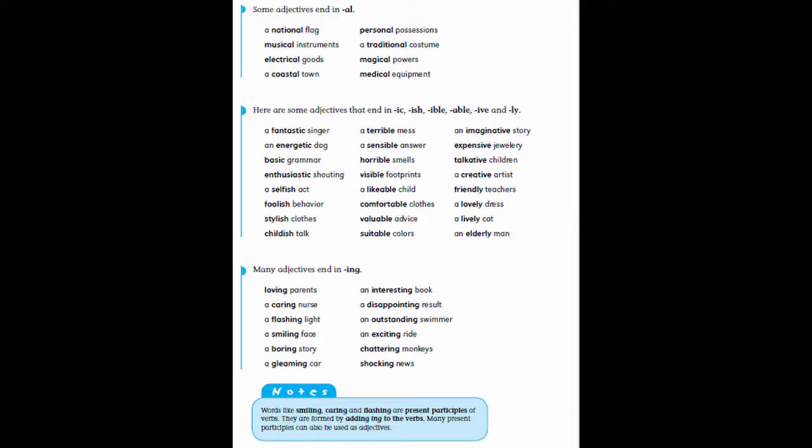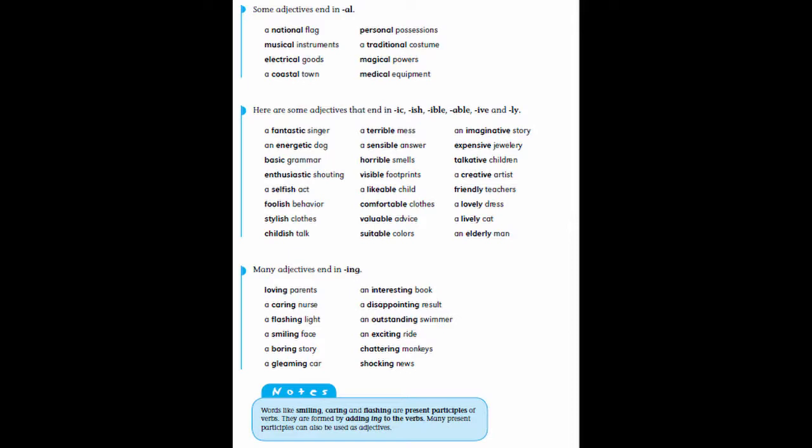Now, there are some adjectives that end in IC, ISH, IBLE, ABLE, IVE, and LY. Now, the reason I'm pronouncing these suffixes, because they are called suffixes because they add on to the end of the word, right? So prefix means adding on before the word, suffix means adding on at the end of the word. So some adjectives end with these suffixes. So for example, a fantastic singer, a terrible mess, an imaginative story, an energetic dog, a sensible answer, expensive jewelry, basic grammar, horrible smells, talkative children, enthusiastic shouting.